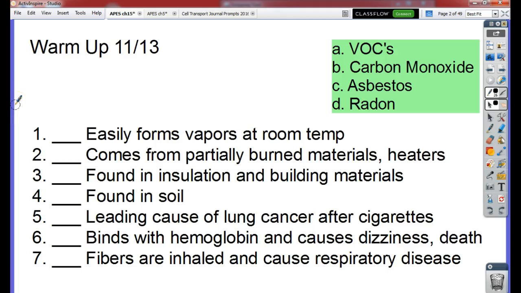All right, take a seat. You need to answer these in your notebook. These are from yesterday with the indoor air pollutants. So go ahead and take a second to answer them. If you haven't gotten your coat, we're going outside. We'll only be outside for like 5 minutes, so it's not that big of a deal, if you only have like a sweatshirt or something.